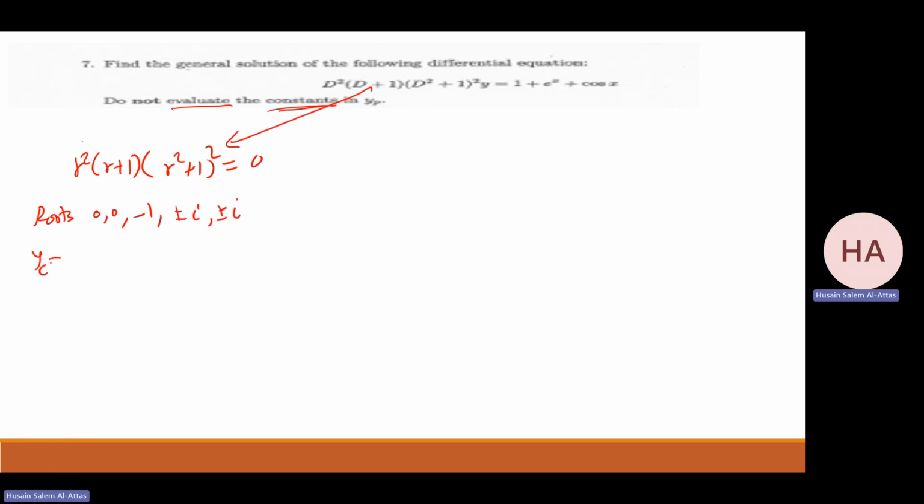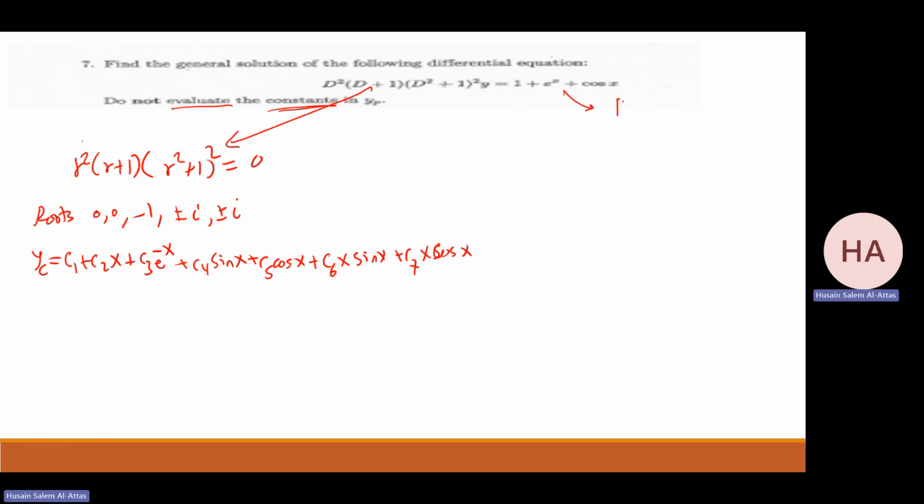So it is yc equals c1 plus c2 x plus c3 e to the minus x plus c4 sine x plus c5 cosine x plus c6 x sine x plus c7 x cosine x. Usually put cosine, then sine, but it's okay.